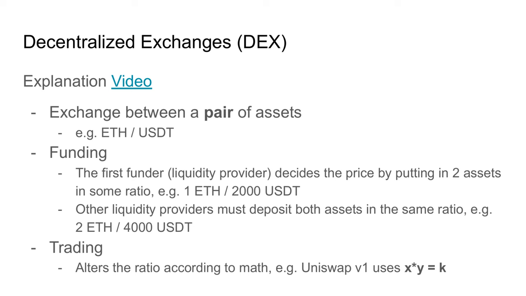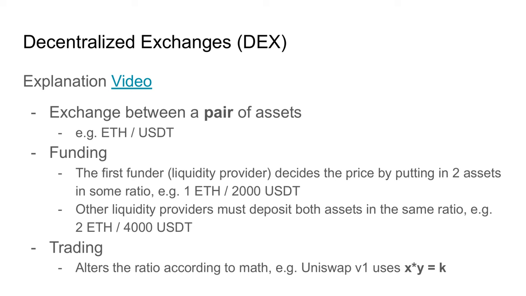And so essentially, let's say I want to start my first decentralized exchange. What I will do as the first funder of this decentralized exchange is I would put two assets of equal value in that pool and allow anyone to trade with it. So for example, if I think one Ethereum is worth 2,000 USDT, USDT is just USD Tether, right?